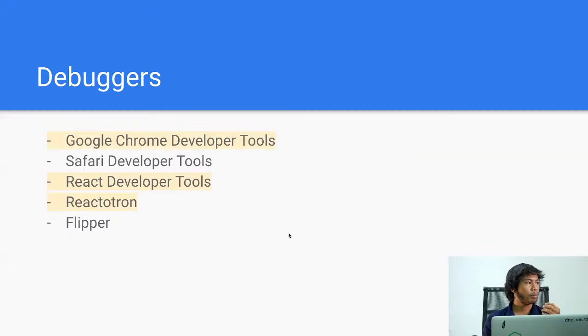There are multiple debugging tools. The first ones are Google Chrome Developer Tools, Safari Developer Tools, React Developer Tools, Reactotron, and Flipper. The debugging tools that I'll explain are the highlighted ones. So next is coding.